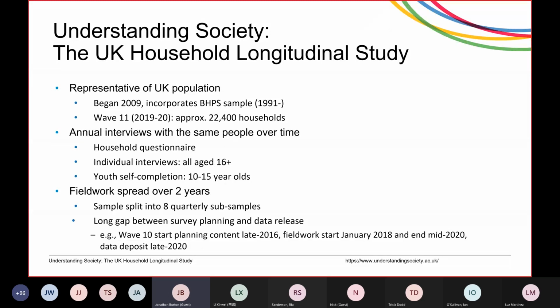So this means there's quite a long gap between when we're planning the survey and when the data comes out. And this could be seen as one of the limitations when you're interested in COVID-19 research. For example, we started planning the content for wave 10, trying to identify priority topics, late in 2016. We were then developing those during 2017, writing the questionnaire. It was being scripted by Kantar, and we were testing it. Fieldwork started January 2018 and finished mid-May 2020. The data is with the data archive now, and it should be out in a few weeks' time. So it's 4 years between the start of planning the survey and data release.